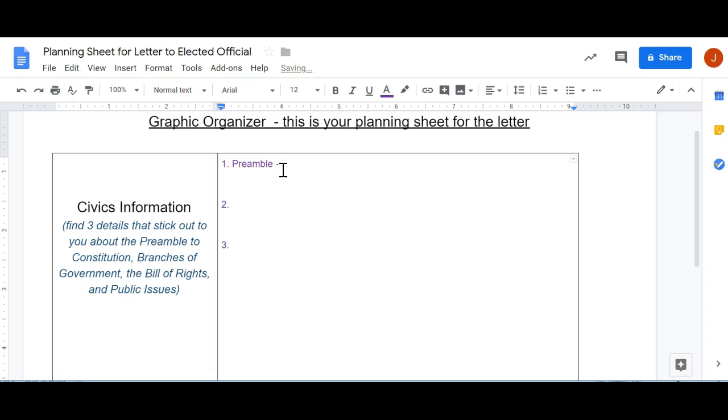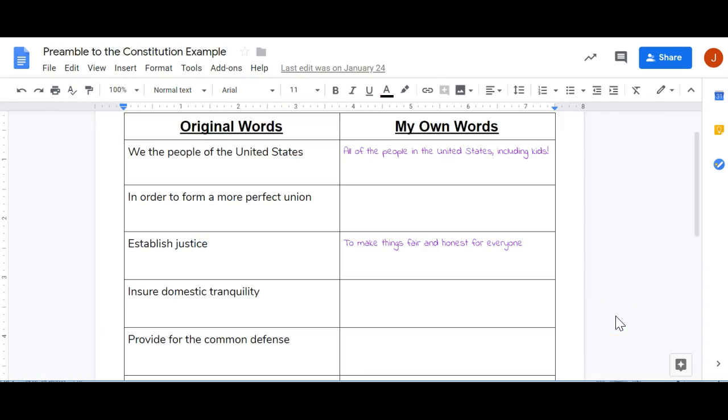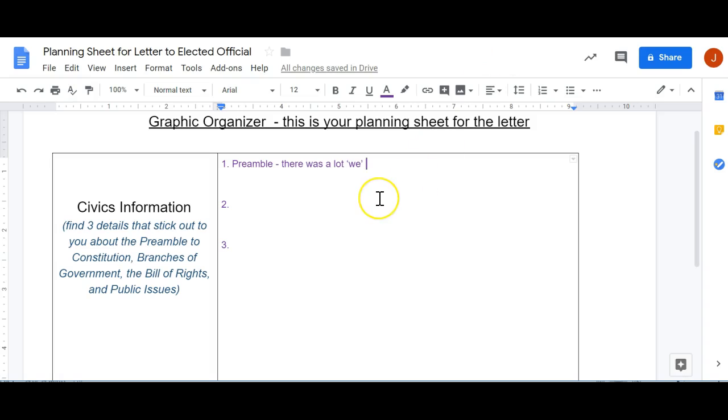And what I noticed about the preamble is I said there was a lot of "we." So I want to go back to this assignment where we wrote the different pieces of the preamble into our own words, okay? So once again, I said that in the preamble, there was a lot of talk about "we."